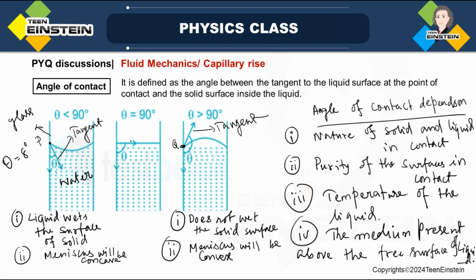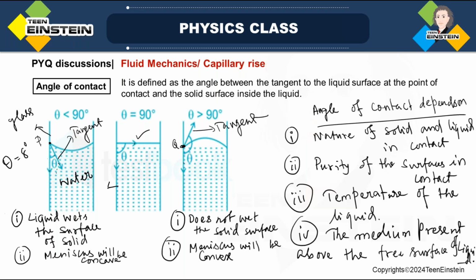Okay, let us go to the middle one. When the angle is exactly 90 degrees, look at this one. This is the tangent. Since it is a plane surface, the tangent will be along this way only, and this is the liquid-solid surface inside the liquid. So this angle is 90 degrees, then it is a plane surface. What is the example? Pure water.